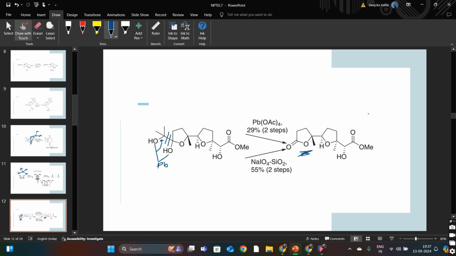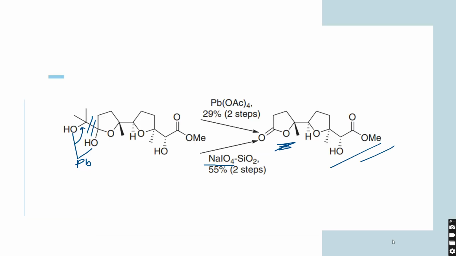All other functionalities, if you see, the hydroxy ester, which can also be considered a reactive functionality, does not undergo any kind of change and stays intact. Only your diol moiety is reacting with lead tetraacetate and sodium metaperiodate. But you also have to see that the yields are different in this case. Depending on the yields mentioned in the literature, you can choose either lead tetraacetate or sodium metaperiodate for these kinds of lactone generating reactions. So I hope this has become very easy for you now.